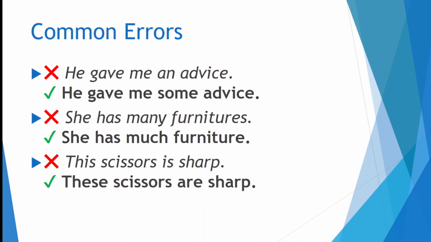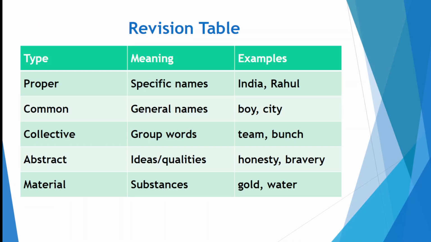Okay. Now we have some common errors that normally we see when people communicate in English. He gave me an advice. It is actually wrong. We should say he gave me some advice. She has many furnitures. Actually, that is wrong. We should say she has much furniture. This scissors is sharp. The right way is these scissors are sharp. Hope you got it.